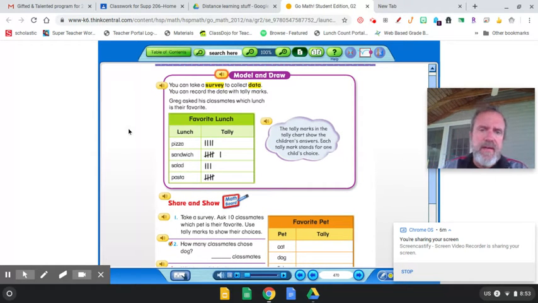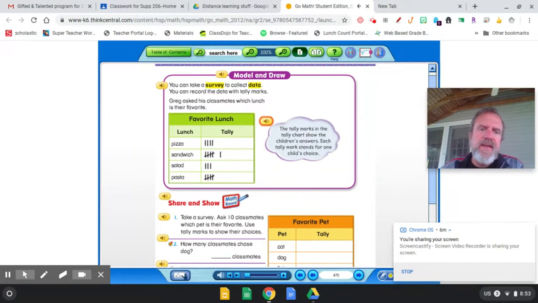Let's listen to the man or lady read today. You can take a survey to collect data. You can record the data with tally marks. Greg asked his classmates which lunch is their favorite. The tally marks in the tally chart show the children's answers. Each tally mark stands for one child's choice.